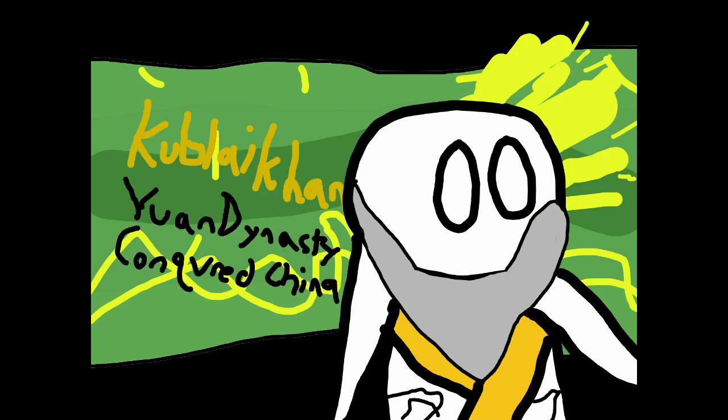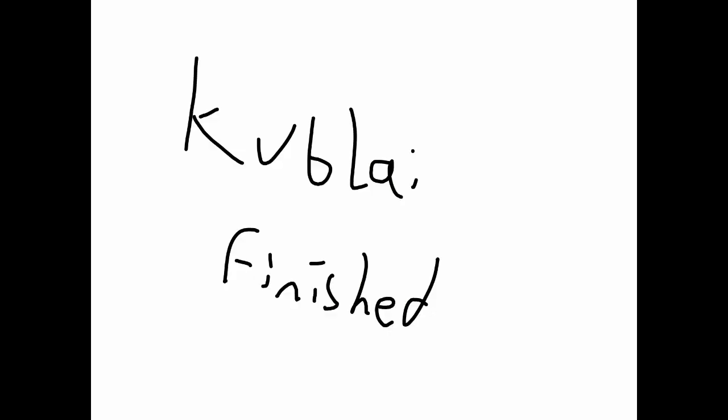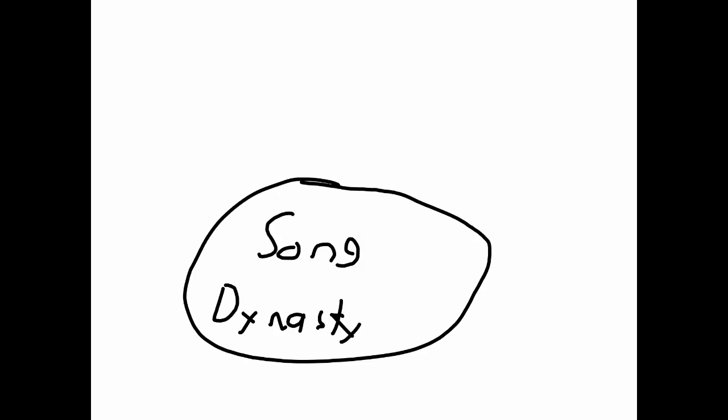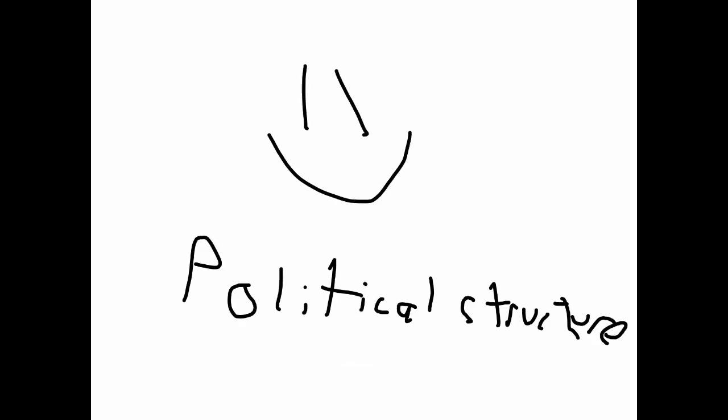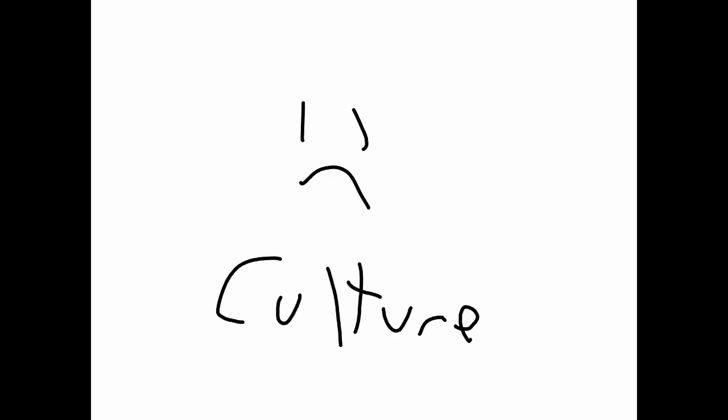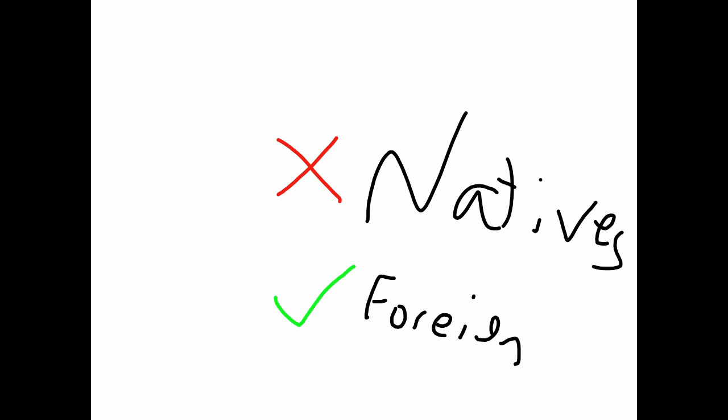Kublai Khan and the Yuan Dynasty. Kublai Khan was the Mongol to finish taking over China, founding the Yuan Dynasty. The dynasty copied the Chinese political structure but rejected their culture. Foreigners became bureaucrats because they didn't trust the Chinese.